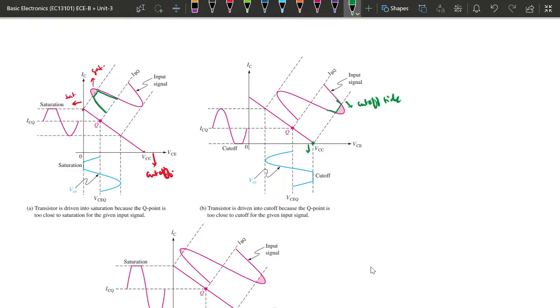So for this portion, the VCE that we will be getting will be a fixed value, and with respect to that there will be some cutoff in the output current also. The output current will be fixed beyond this, so beyond this there will be no output current, that means the collector current is constant. Okay, so at that time we will be getting a constant value. So the output that we will be getting is a clipped one. That's why we should be avoiding that also.